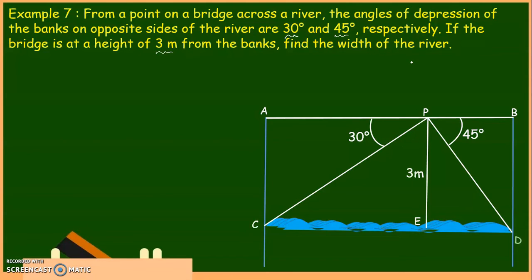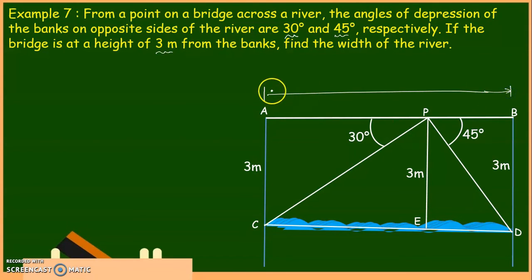So here we got two triangles, triangle APC and triangle BPD. And here we want to find out the width of the river, that will be equal to this AB. So we can find AB by adding the lengths AP and PB. We can find the length AP from triangle APC and PB from triangle BPD.